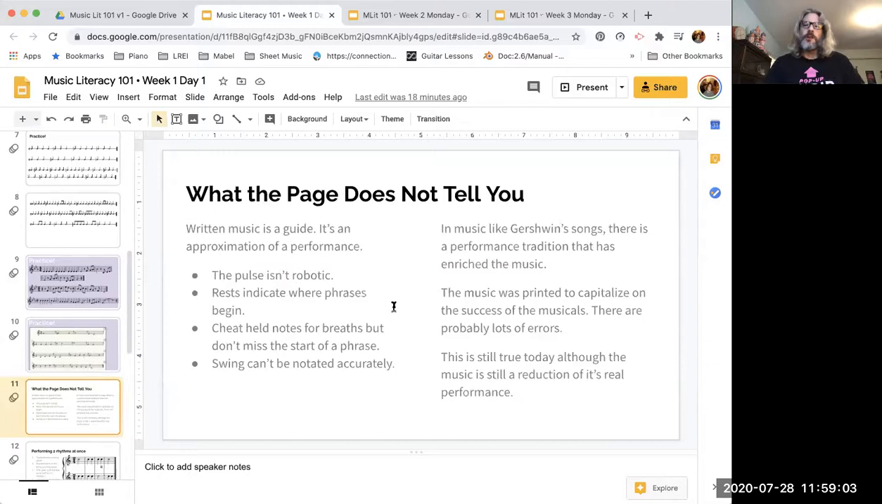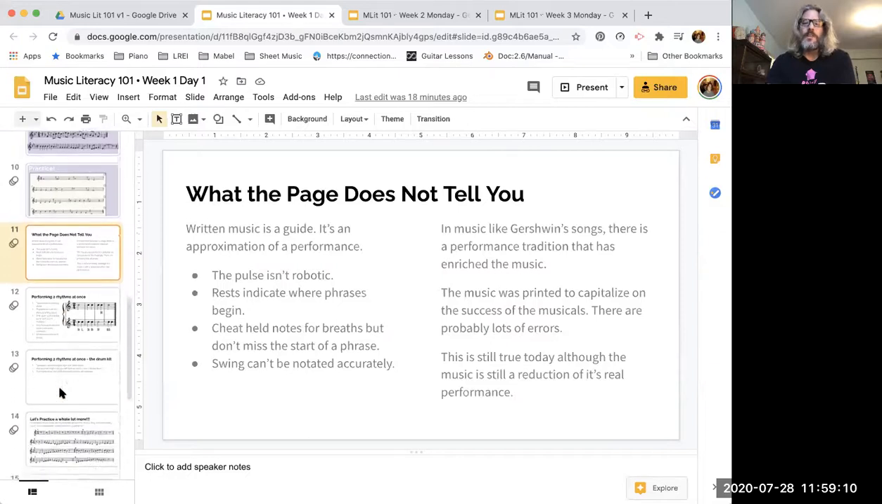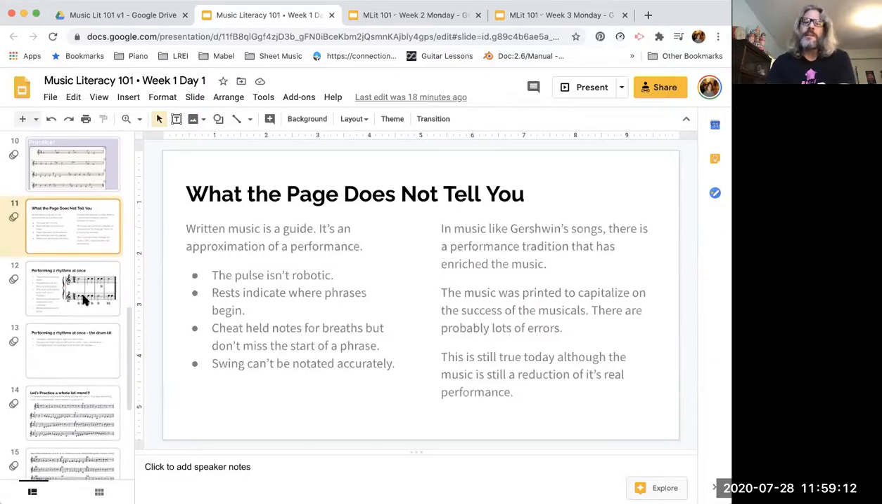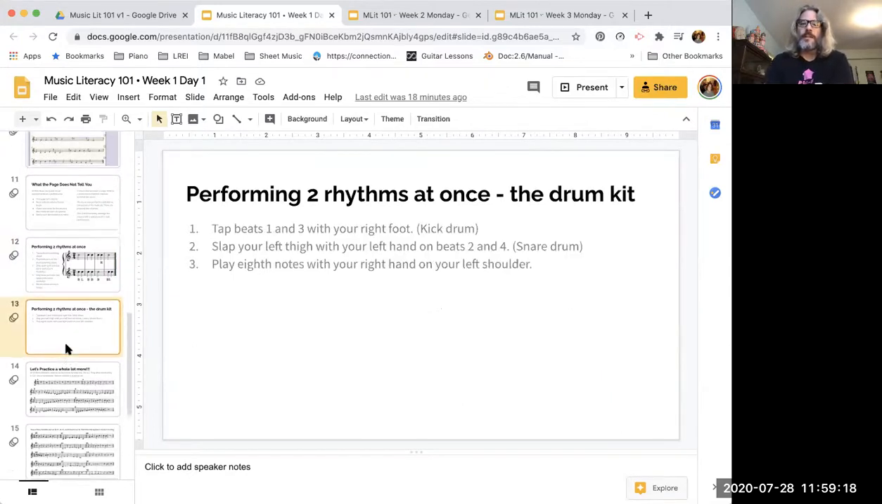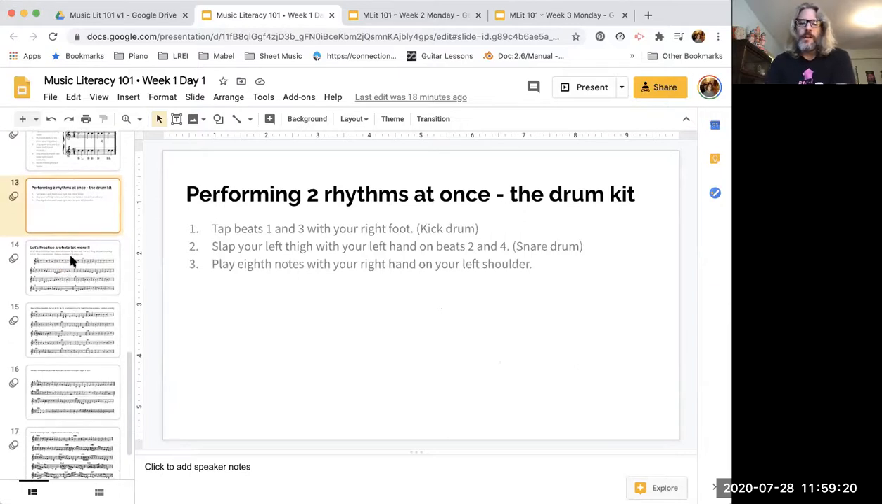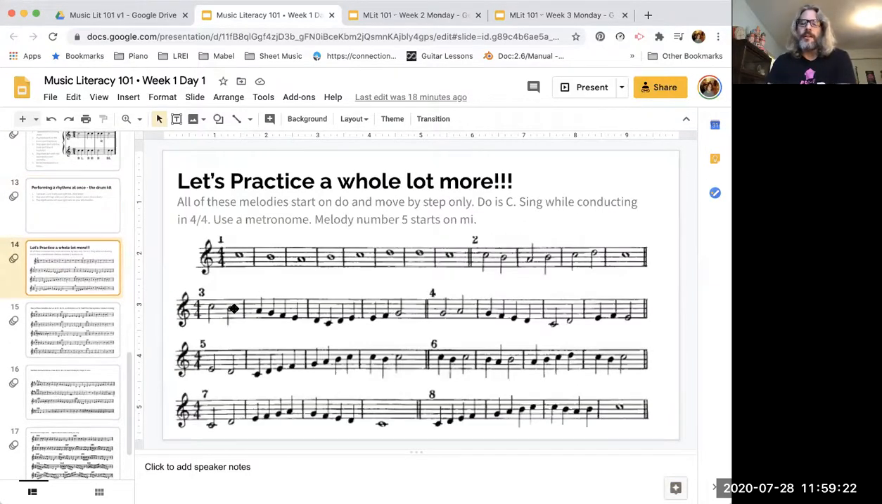And we have to also talk about, reading's great and all, but it doesn't tell you everything. It doesn't say everything about the music. So week one, this is kind of the template for week one. We do two-part exercises also where you're using two hands to start really making that brain work and doing some drum beats. And then there's a lot of practice.